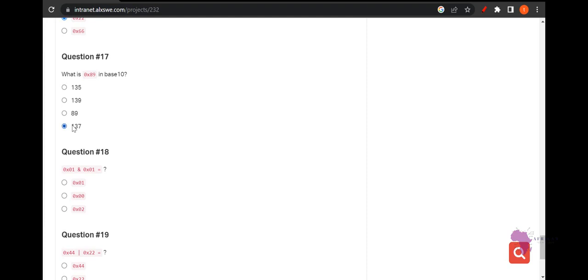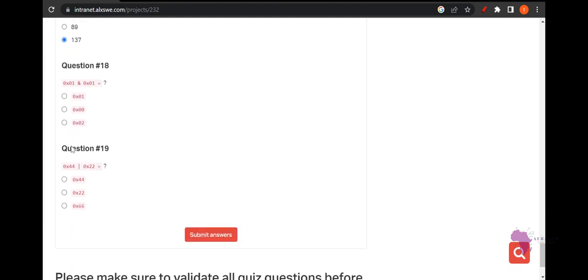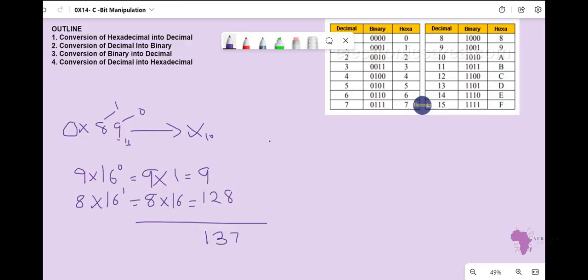Yes, question 17. Yes, we have it here. Question 18. We are about to finish, guys. Question 18, 0x01 and 0x01. So we need to find the values. So in this case, I will say we have a number called 0x01 and 0x01. So we need to find the binary of each.